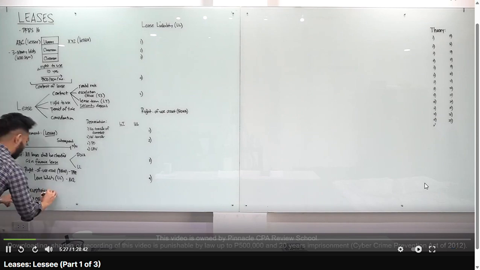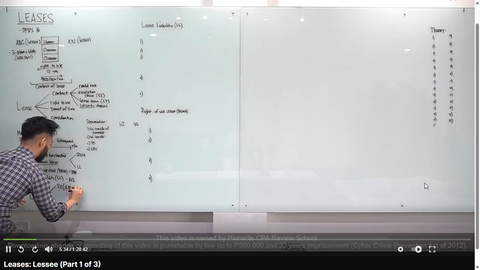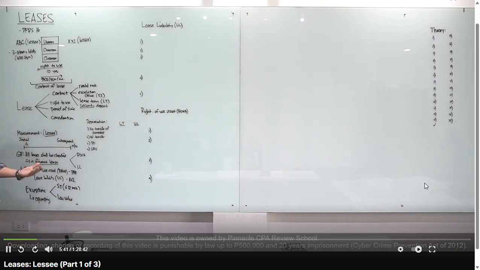Now, ano sir yung 2 exceptions na yan? If the lease term is short term, okay? Pag sinabing short term, ibig sabihin 12 months or less. Or if the asset is of low value, pwede tayong mag-operating lease. So, magsasagot tayo dito ng operating lease, pero again, rare yan.